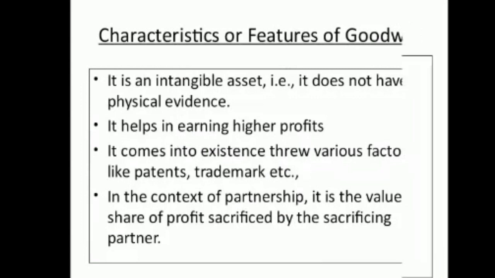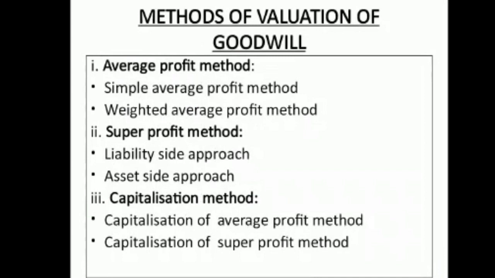Next, we are going to see the methods of valuation of goodwill. There are three important methods of valuation of goodwill. One is average profit method, another one is super profit method, and the third is capitalization method. First, we are going to see the average profit method. Under the average profit method, we have two different methods. One is the simple average profit method, that is considered to be the easiest method of calculation of goodwill, and another one is the weighted average profit method.